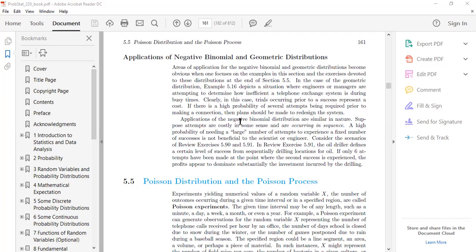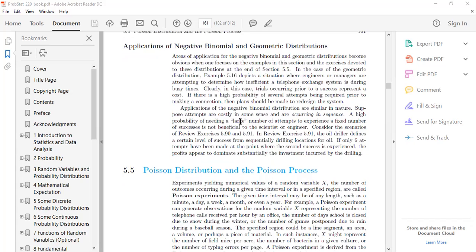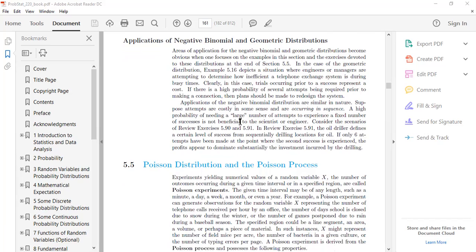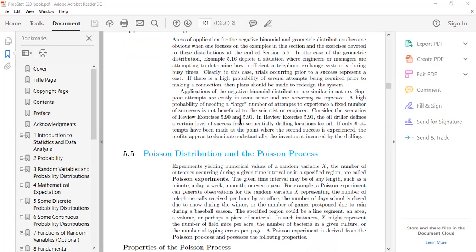Now we are going to see another type of distribution, the last discrete probability distribution, called the Poisson distribution. Again, we have the ready-made table at the back of the book, so you can make a printout of that too. This Poisson distribution is for the random variable X, the number of outcomes occurring during a given time interval or in a specific region.